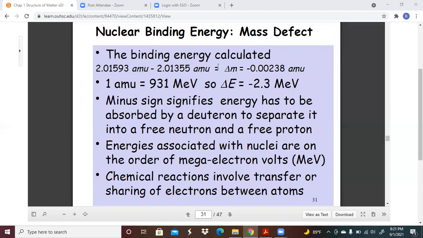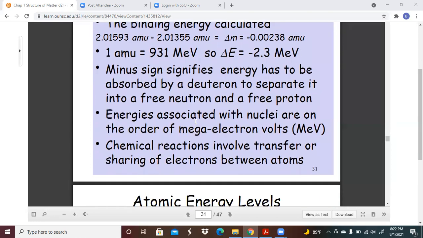When you take the difference, you find out that the binding energy is this. If you take the number of AMUs and convert that to MeV, this is what it comes up to. The minus sign here signifies energy has to be absorbed by a deuteron to separate it into a free neutron and a free proton. It won't do that naturally. It's got to have energy in order to do that, and that's why that is considered to be negative. Energies associated with nuclei are on the order of megaelectron volts.